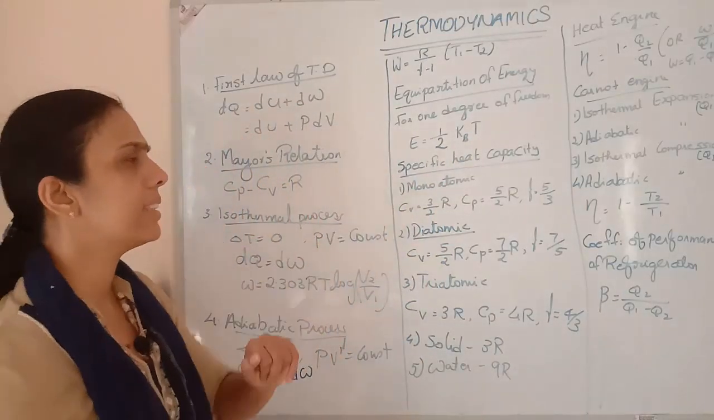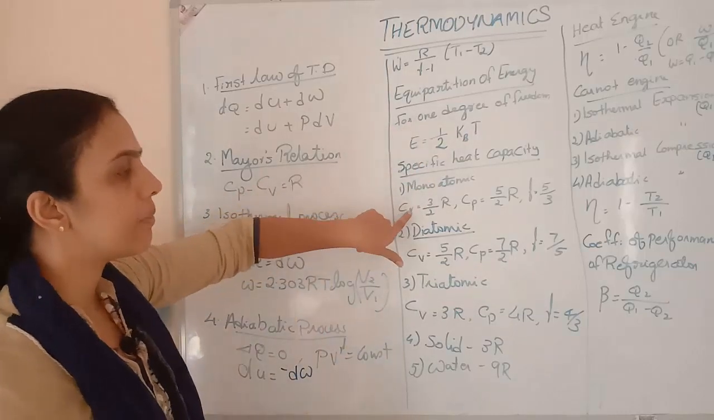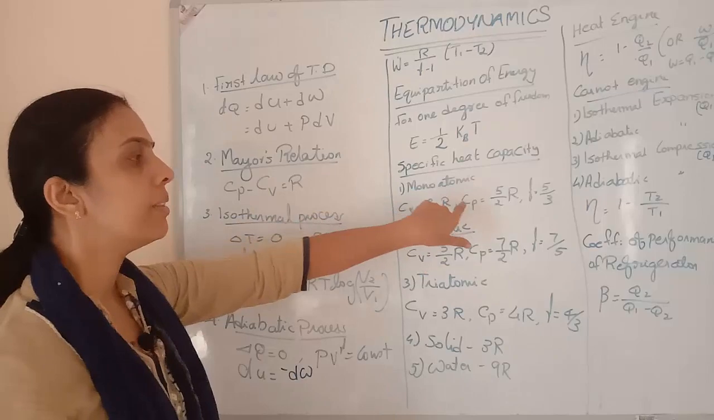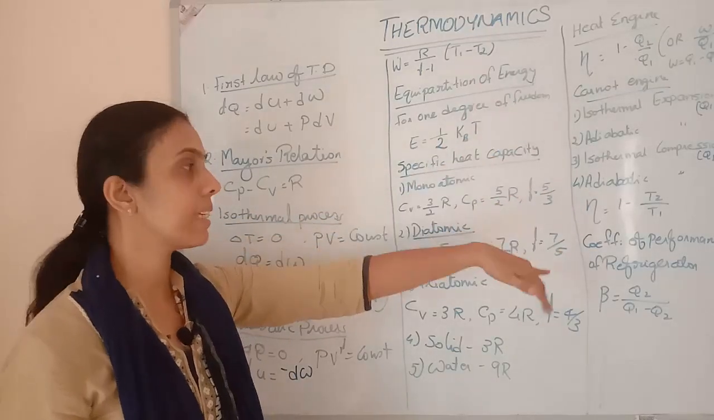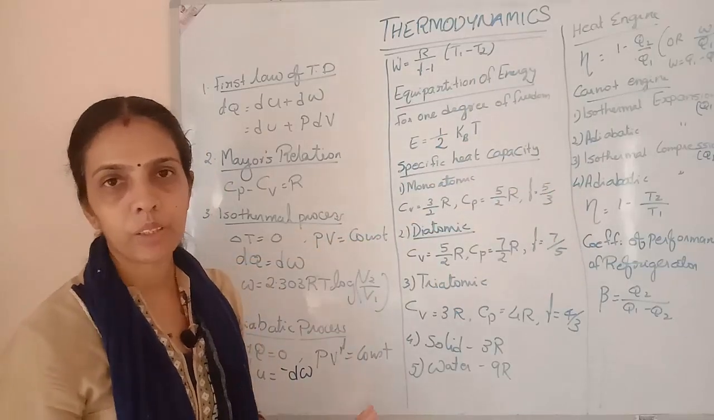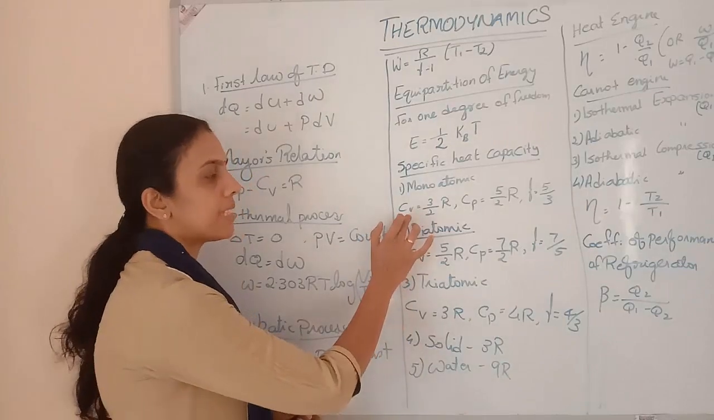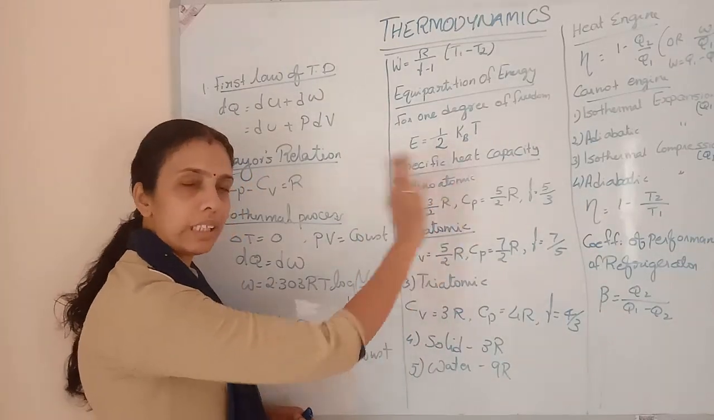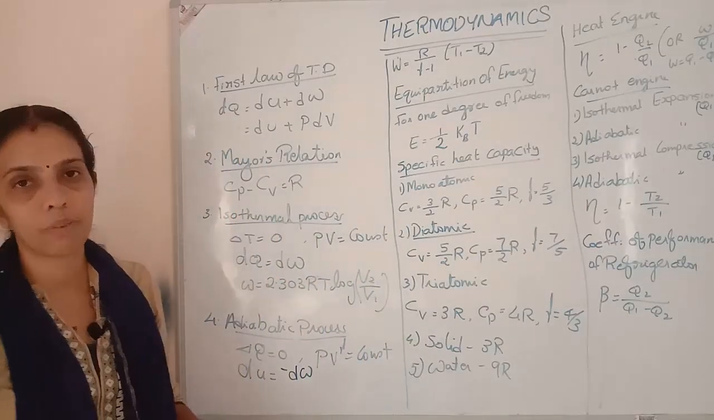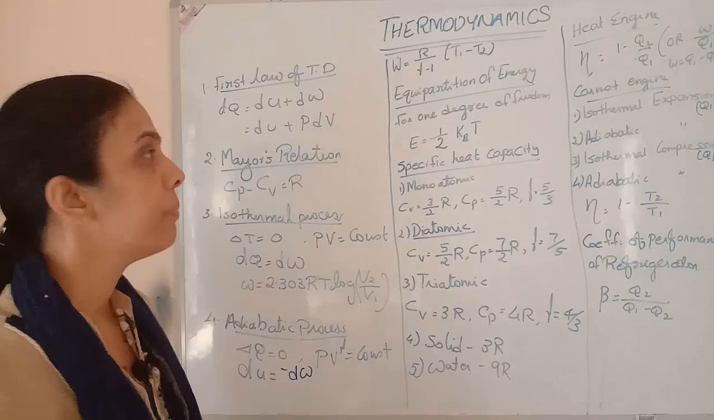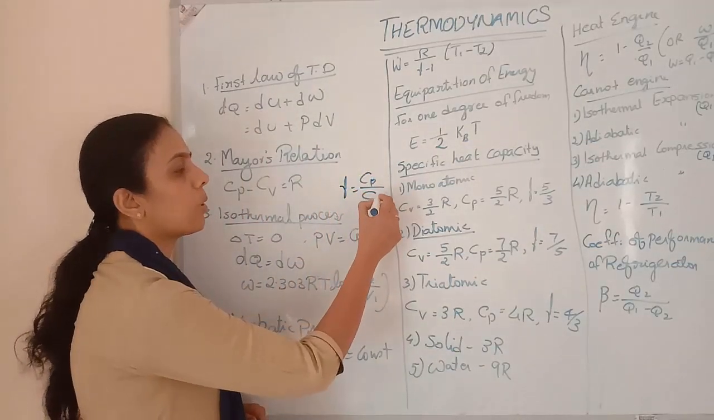Clear? Then next is specific heat capacity. For a monoatomic gas, Cv is 3 by 2 R, Cp is 5 by 2 R, and gamma will be equal to Cp by Cv, that is 5 by 3. Here, if you have any confusion, please learn any one. Cv you know is 3 by 2 R. Cp minus Cv equals R you know, and gamma equals Cp by Cv. That formula also you know, right? Cp minus Cv equals R and gamma equals Cp by Cv. Keep this formula also in mind.